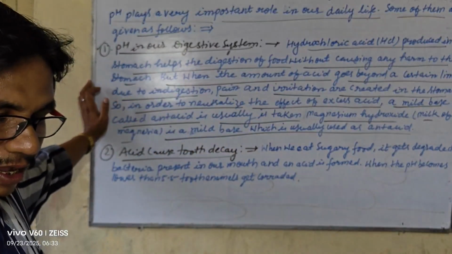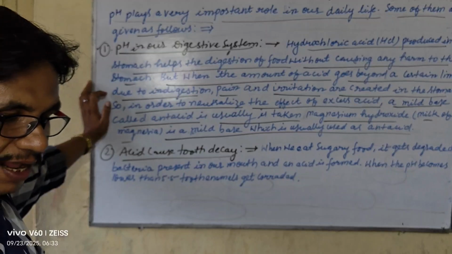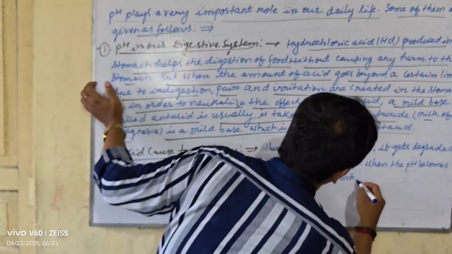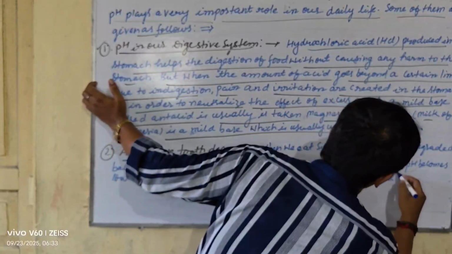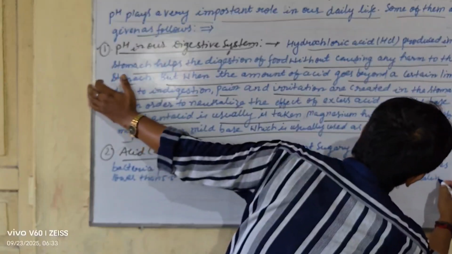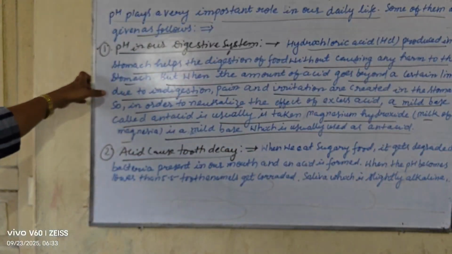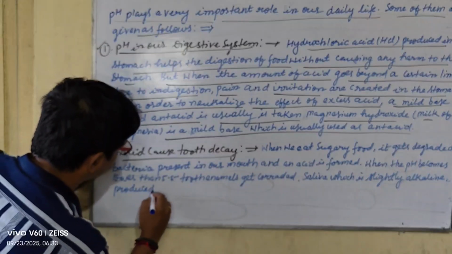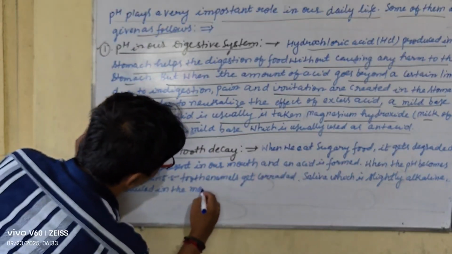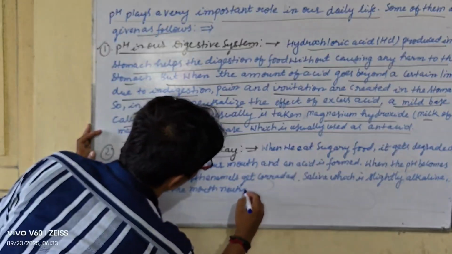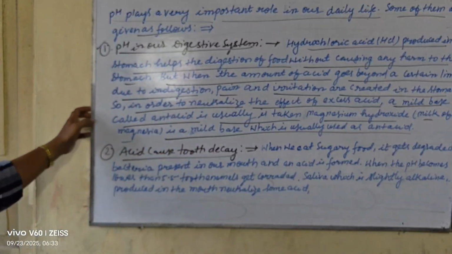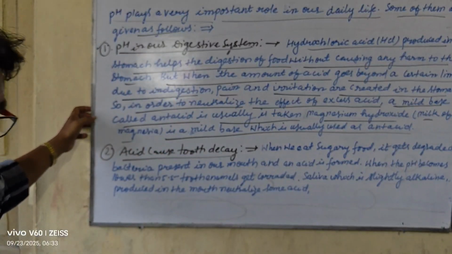So it harms the tooth enamel. Saliva, which is slightly alkaline and produced in the mouth, neutralizes some acid, but excess acids remain unaffected.